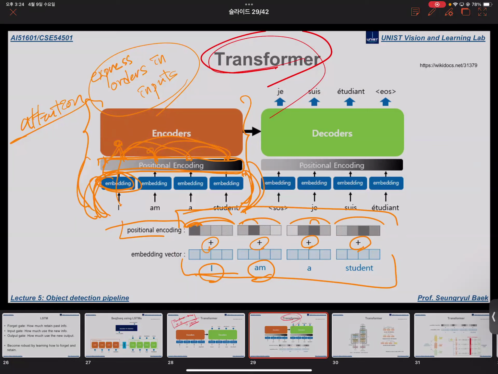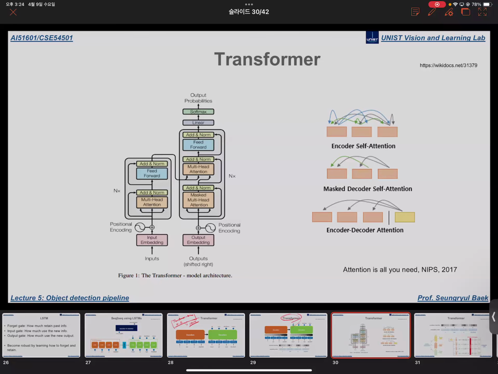And also in the decoder, the same kind of positional encoding is used. Because the attention mechanism is a parallelized operation, it cannot encode or decode the sequential information inherent in the input data. So we have to embed this kind of positional encoding in the transformer's input. So this is the encoder and this is the decoder part.